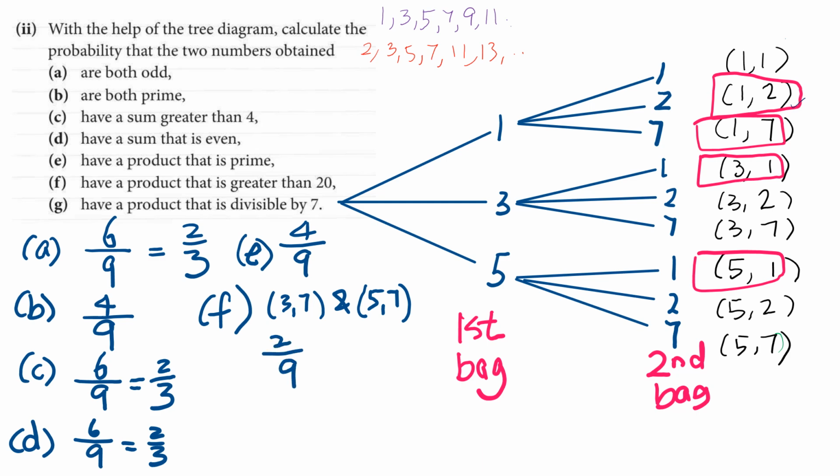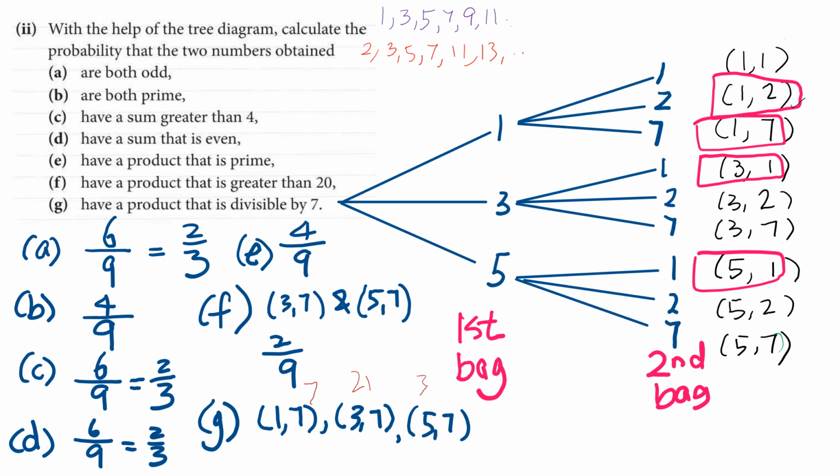Right, for part G, the 3 possible outcomes will be 1 and 7, 3 and 7, and 5 and 7. Because 1 times 7 will give you 7, and 7 is clearly divisible by 7. 3 times 7, 21 is also clearly divisible by 7, and 5 times 7, 35 is also divisible by 7. So there are 3 out of 9, which is 1/3.